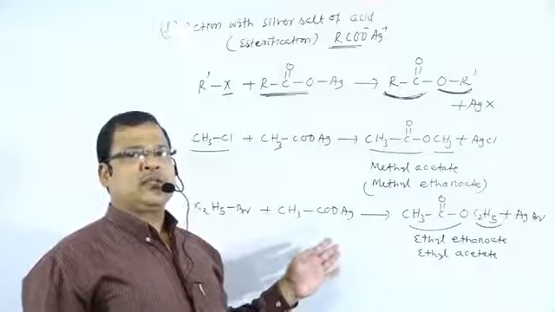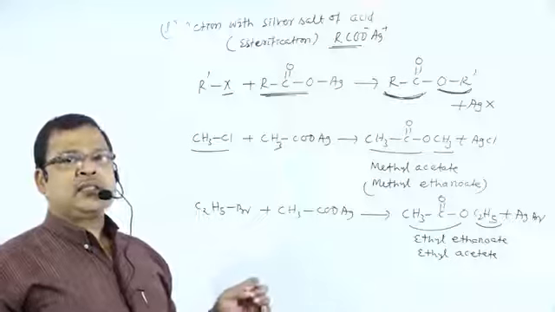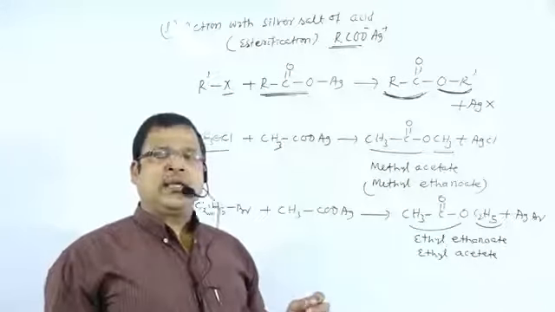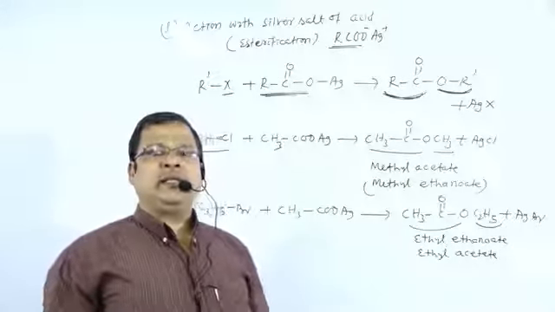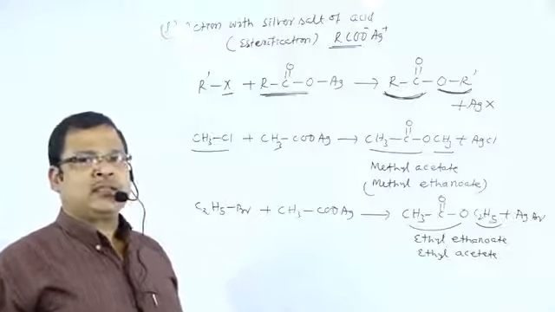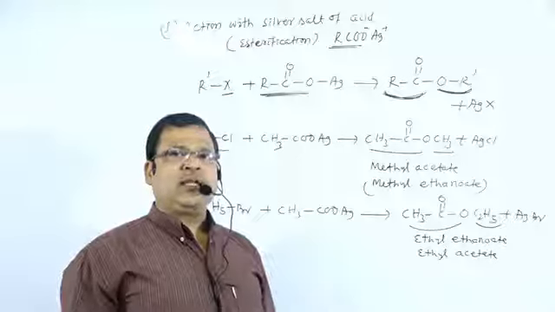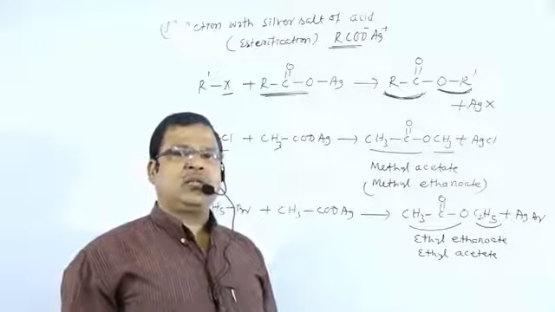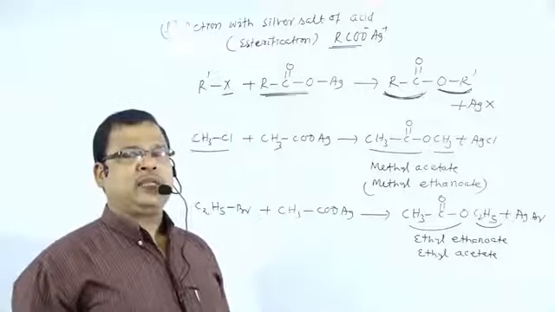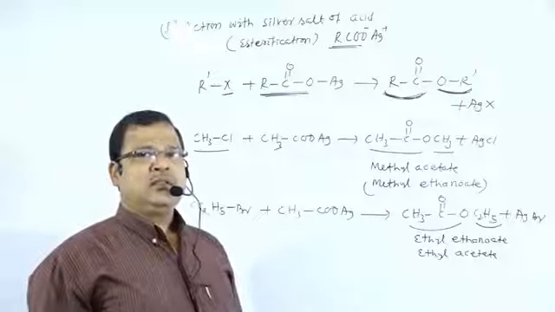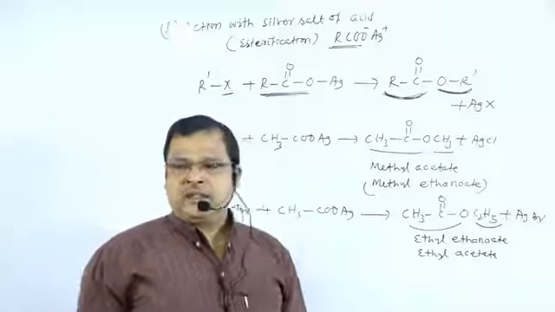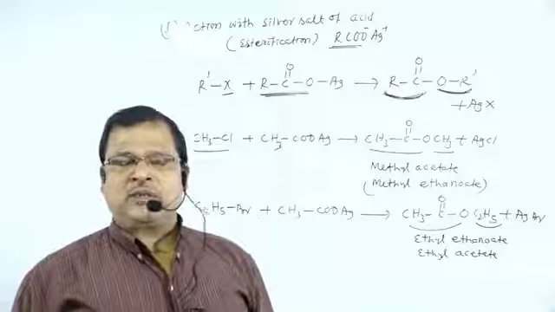In the coming class, we will explain the action with metals, and the dehydrohalogenation process, that is, removal of hydrogen and halogen, which is an elimination reaction and also includes the E1 and E2 mechanisms. Okay, that is all about nucleophilic substitution reactions.